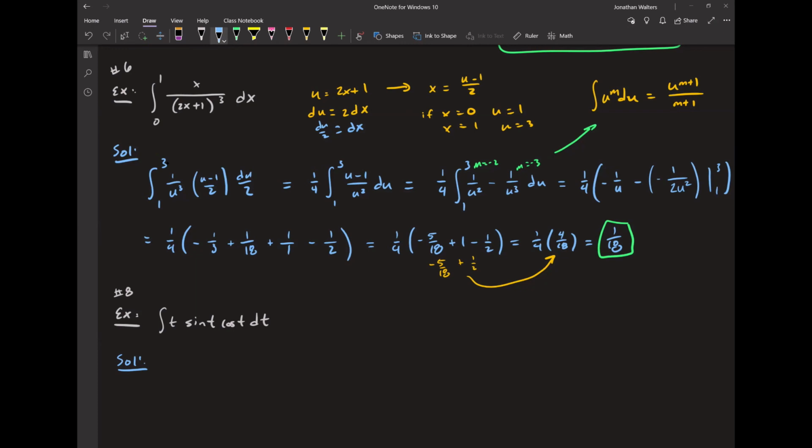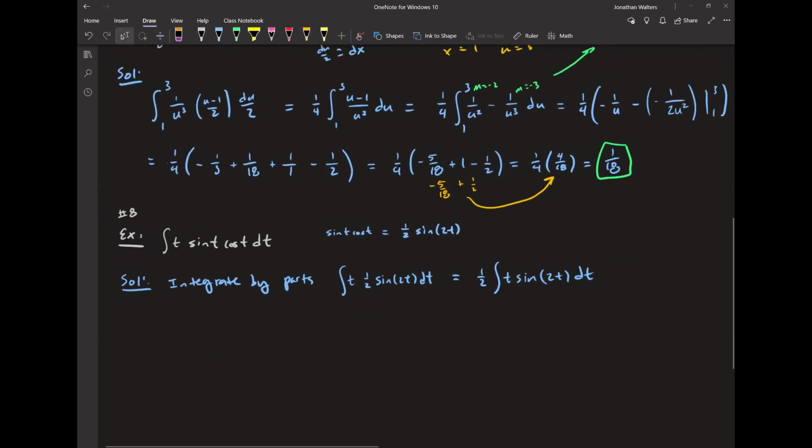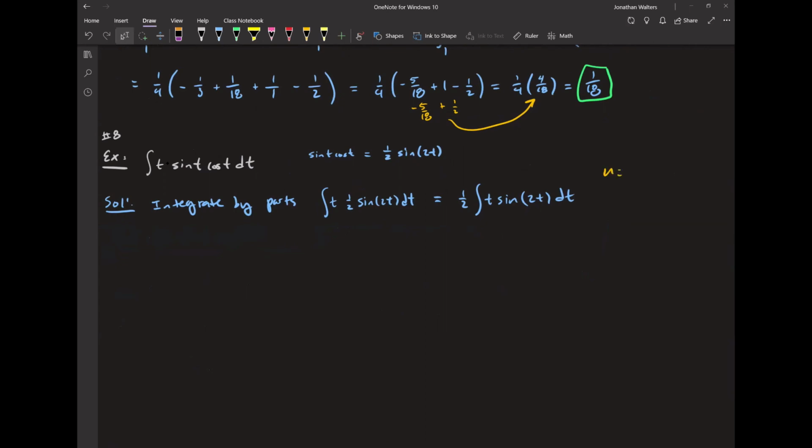Sine t cosine t is equal to 1/2 sine of 2t. And so I think that's probably the best way to go on this one. So then integrate by parts. So our integral becomes t times 1/2 sine of 2t dt. Let's get 1/2 integral t sine 2t dt. And let's see, I'm going to pick a u and a dv. So u equals t, dv equals sine of 2t. du is dt. v is -1/2 cosine 2t.